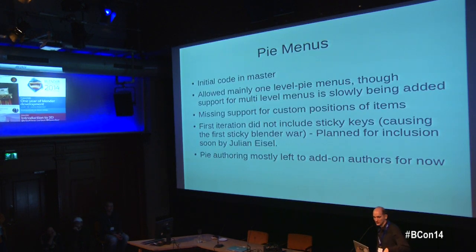Basically, it allows you to click a key and get the old behavior. For example, if you're in edit mode and want to toggle between edit mode and object mode, you can tap the tab key and get in and out. But if you press the key and hold it, then you get a pie menu. So people who want to use the old key maps can do so, and they can also use the pie menus as they want. So pie authoring is mostly left to add-on authors now.